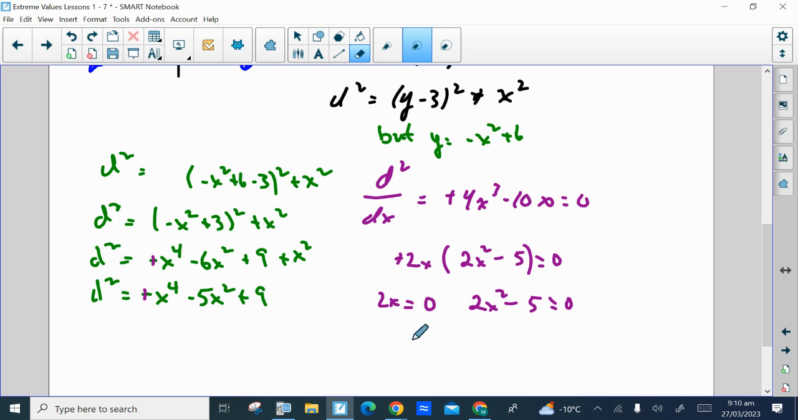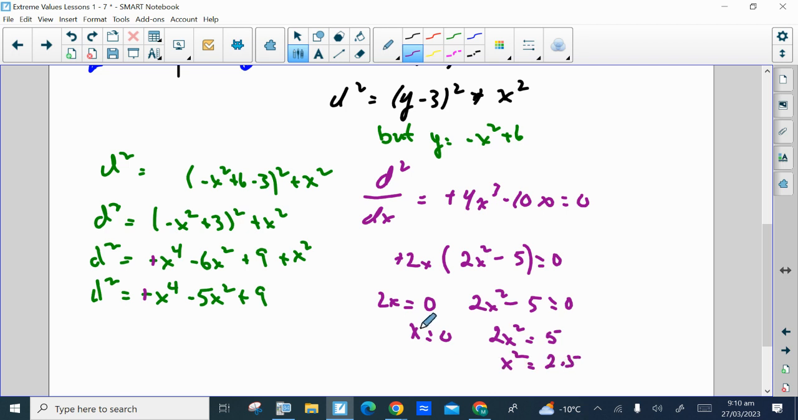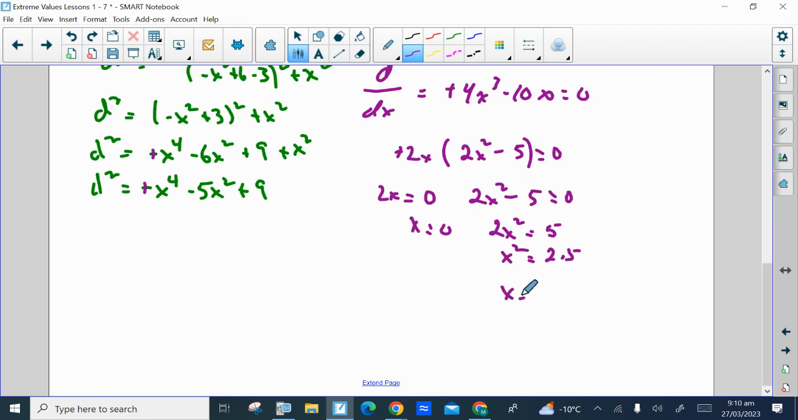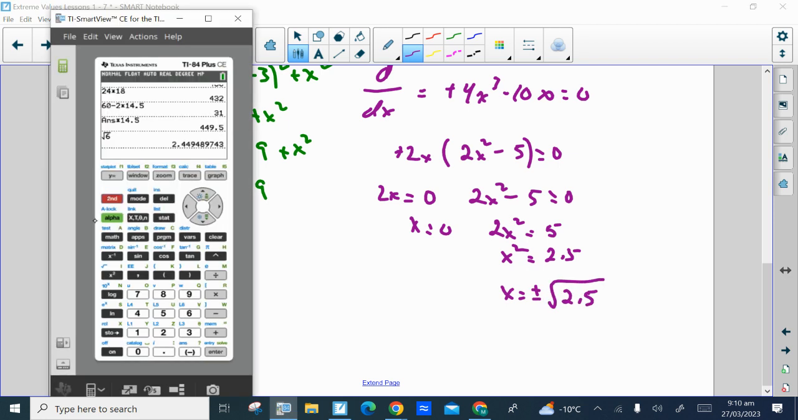Okay. So then when we solve each of these, it'll be where x is 0 and where 2x squared equals 5, where x squared equals 2.5, and x will equal plus or minus root 2.5. And the square root of 2.5 is approximately 1.58.